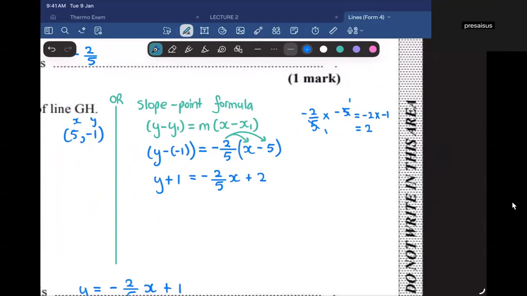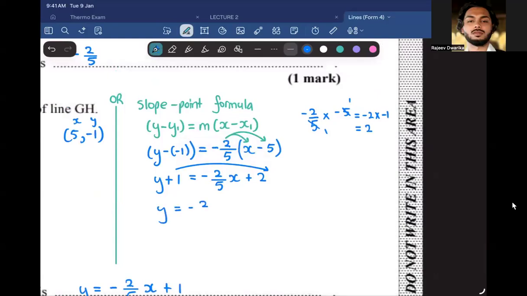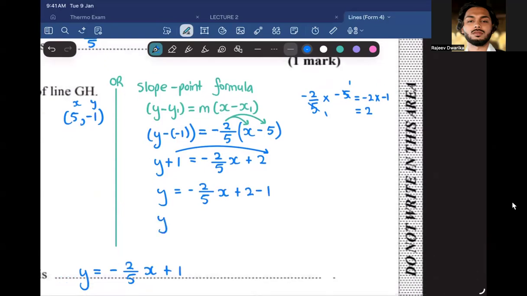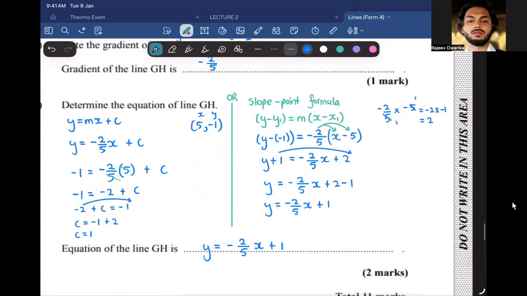I want to find y. What shouldn't be here then? The 1. So I'm going to move across that 1, and when I do, it's going to turn to -1. So I'm going to end up with y equal to -2/5x plus 2 minus 1, which is -2/5x +1.